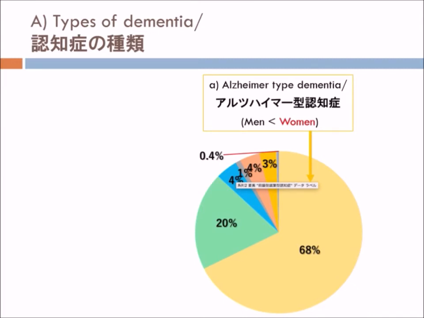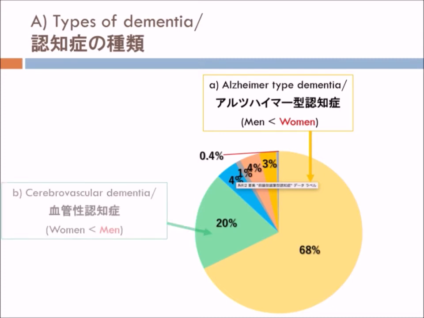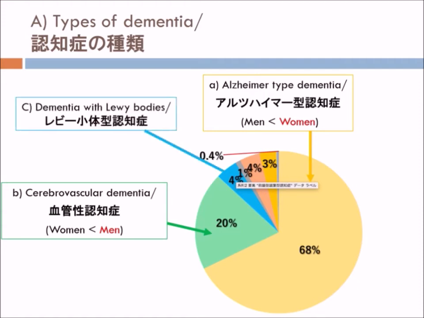Most of dementia is Alzheimer's type of dementia. Generally, more women suffer rather than men. Second one is cerebral vascular dementia. Unlike Alzheimer's type of dementia, more men suffer rather than women. Third one is dementia with Lewy bodies.